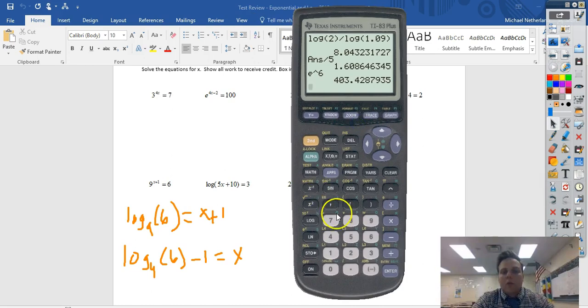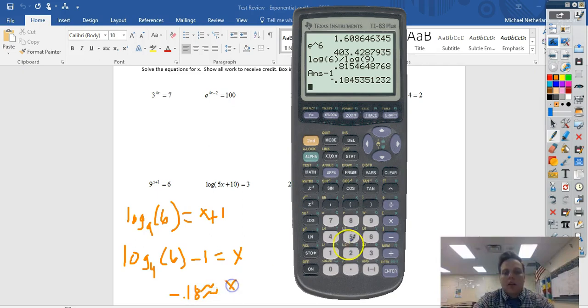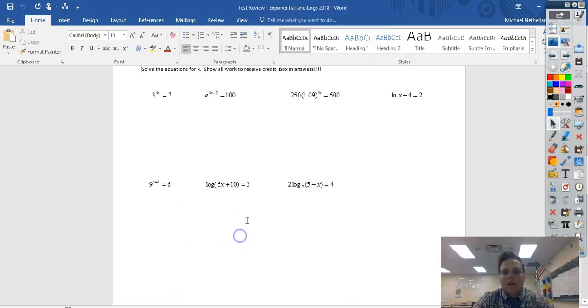Once again, you guys would go to math, log base. You know the drill by now. I have to do this annoying change of base formula. And then I subtract 1. And I get that x is equal to negative 0.188. So negative 0.188 is approximately x. Okay? Let's go on to this next one.